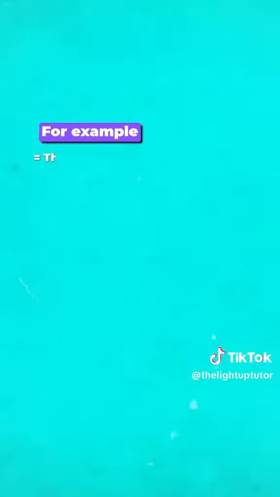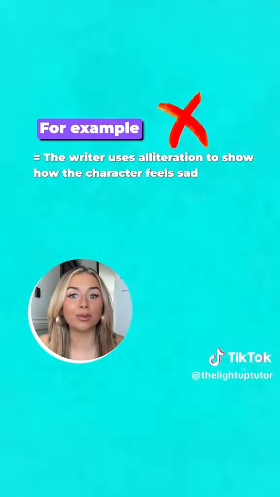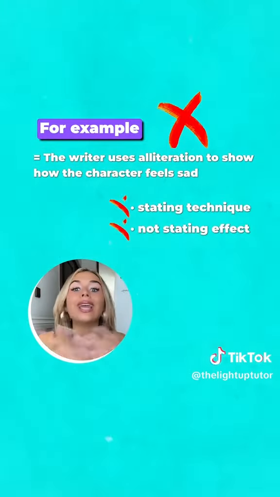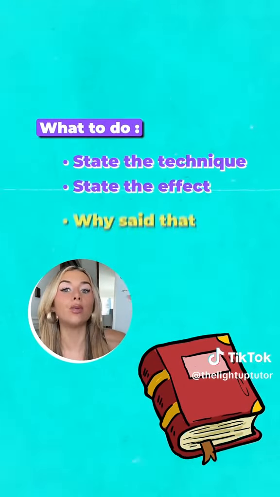For example, the writer uses alliteration to show the character feels sad. That is a bad example because that is technique spotting. They've just given me a technique of alliteration, but they've not told me anything else about it. So what we want to do is we want to state the technique, we want to state the effect of the technique, and then why we've said that.